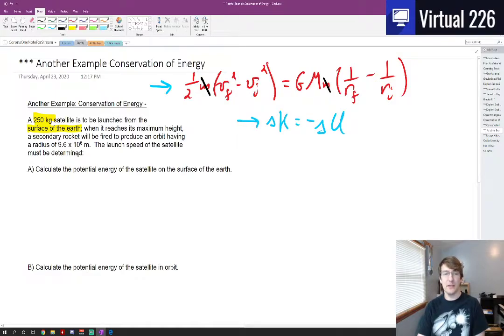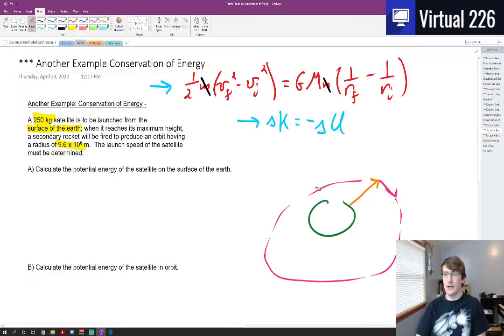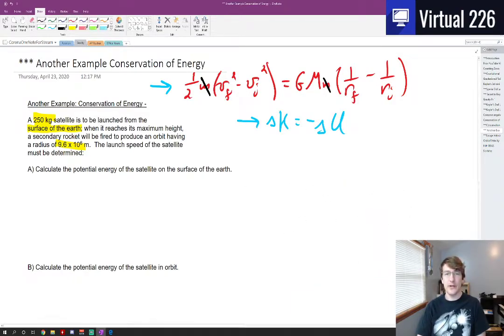When it reaches its max height, a secondary rocket will be fired to produce an orbit having a radius of 9.6 times 10 to the 6th meters. Because remember, if here's the Earth, and you're on a shuttle or a rocket going directly up like this, you're just going to fall back down. You need something to give you a tangential velocity to put you into that orbit, which is why launching directly upward is a terrible way of getting into orbit. Anyways, that's what's going to happen in our problem. So here's our final radius, the 9.6 times 10 to the 6 meters.